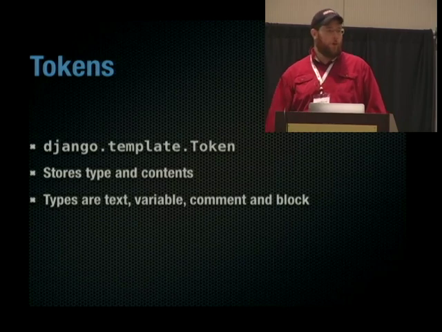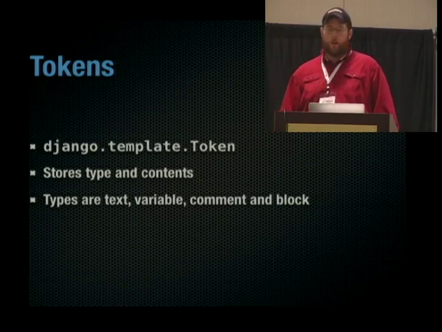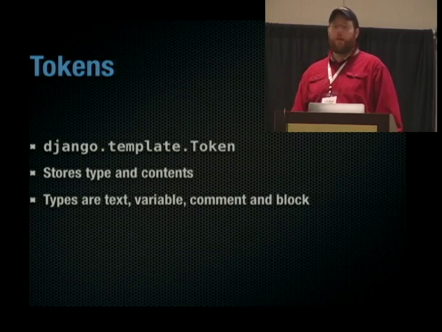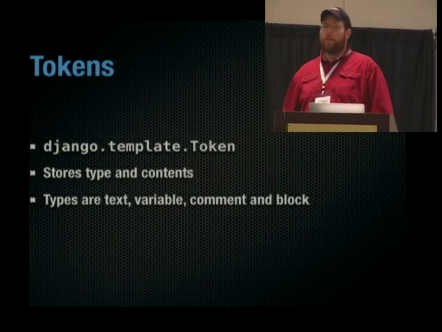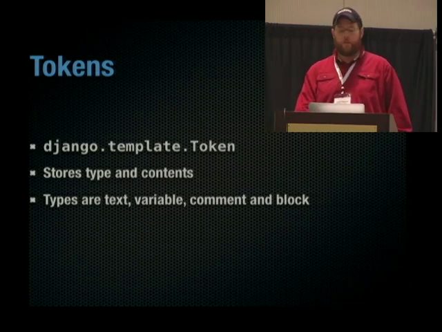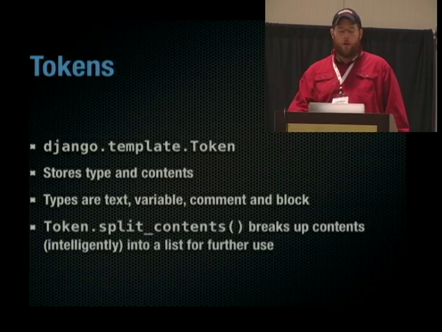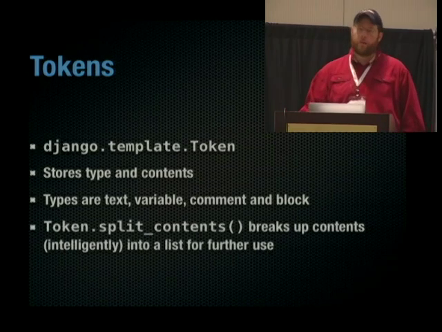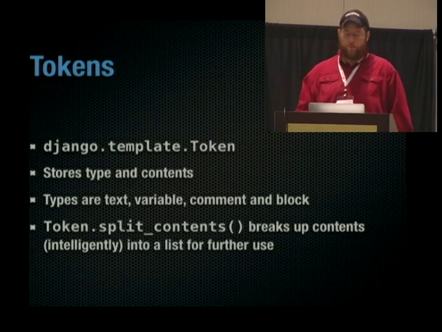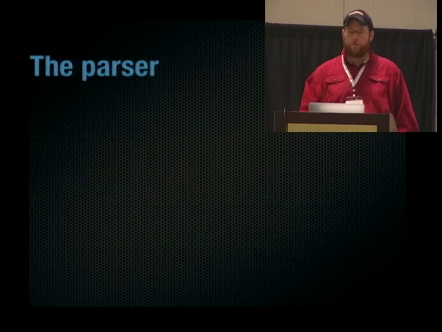The token types are text, variable, comment, and block. Comment isn't that interesting. Variable's kind of obvious. Text is any literal text in a template. Block means a template tag. From Django's point of view, anything that is a template tag is considered a block token. It has a method called split contents that keeps template syntax in mind as it splits them up into a list that you can use.